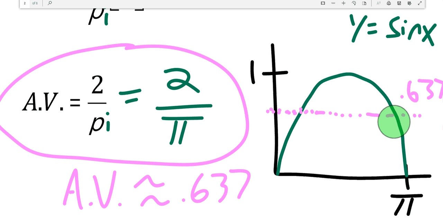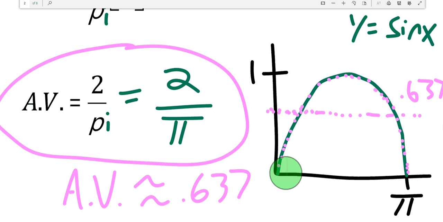So all of these y values, again, if I just created infinitely many points on this curve from 0 to pi, the average of all those y values would be approximately 0.637. And the average of all of these y values of these dots would be approximately 0.637 of y equals sine of x from the interval 0 to pi.